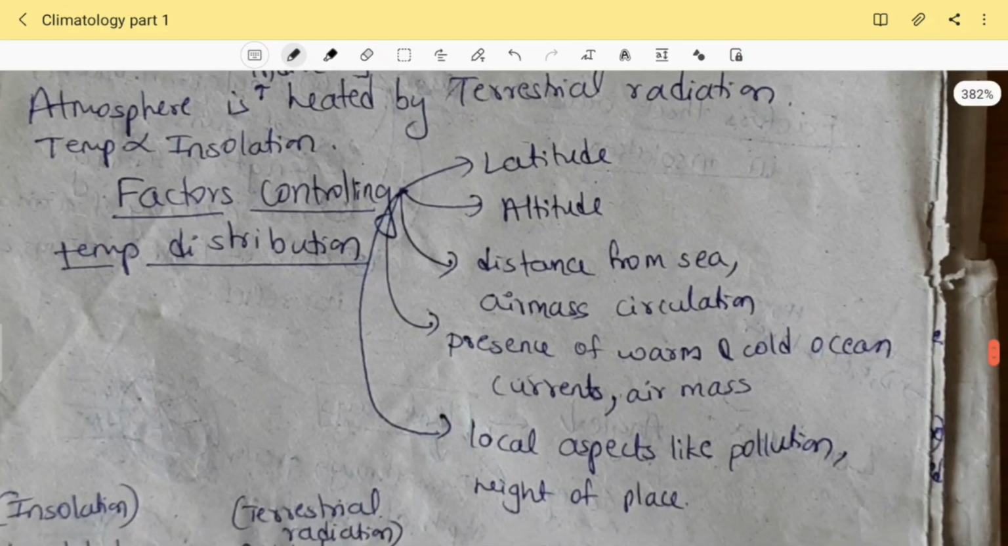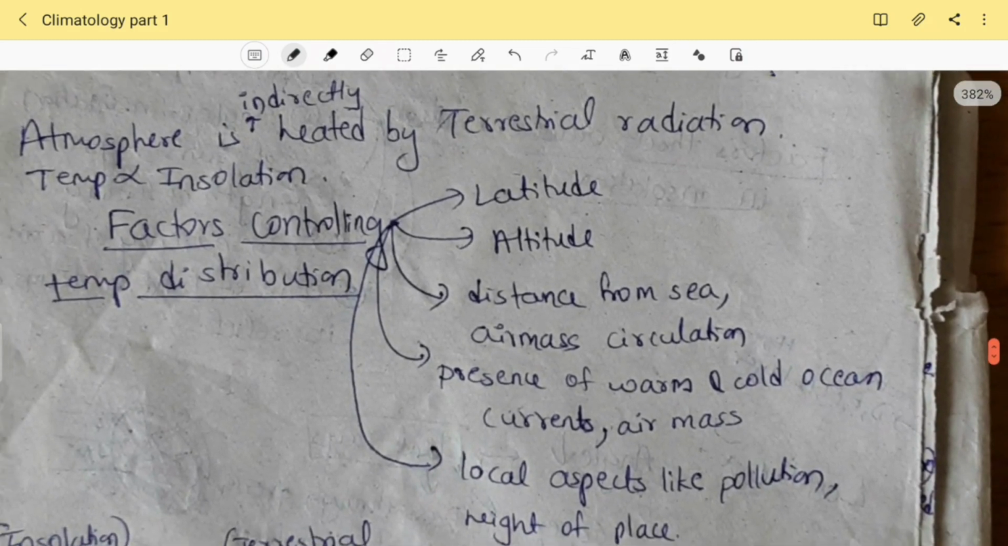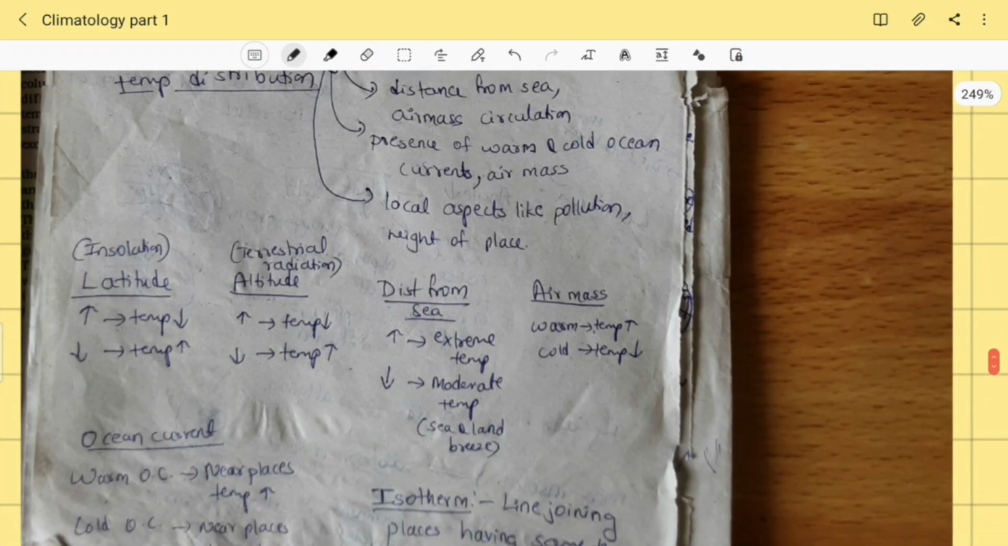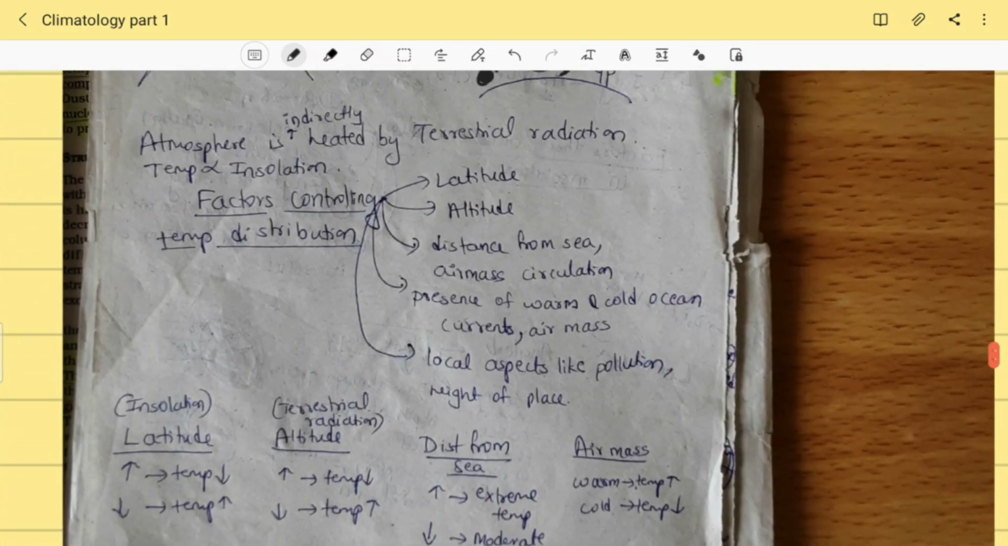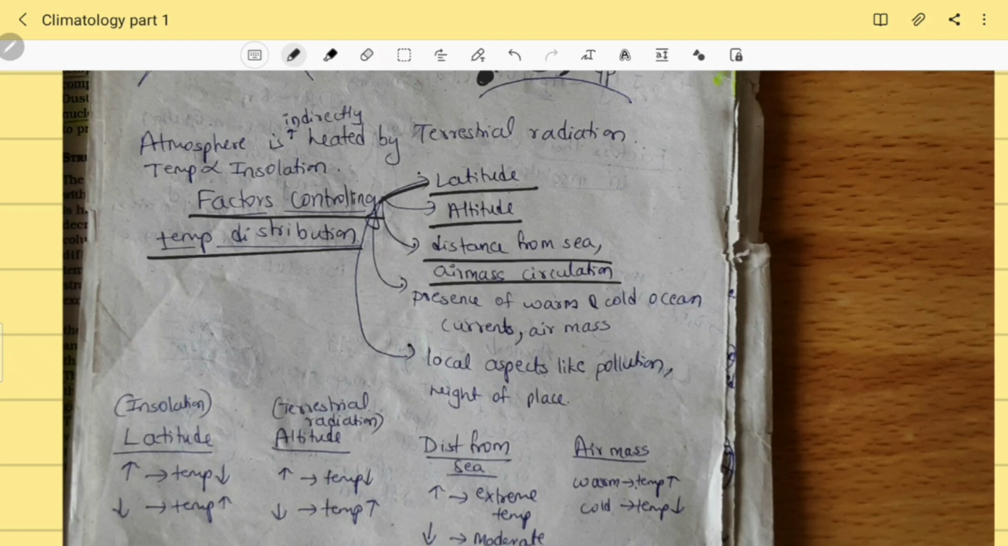So this is done. Now let's see about one more important topic, that is factors controlling temperature distribution on earth. What are the factors that control temperature distribution? The first one is latitude, then we'll study about altitude, and then distance from sea, air mass circulation, and presence of warm and cold ocean currents, local aspects like pollution and height of a place.